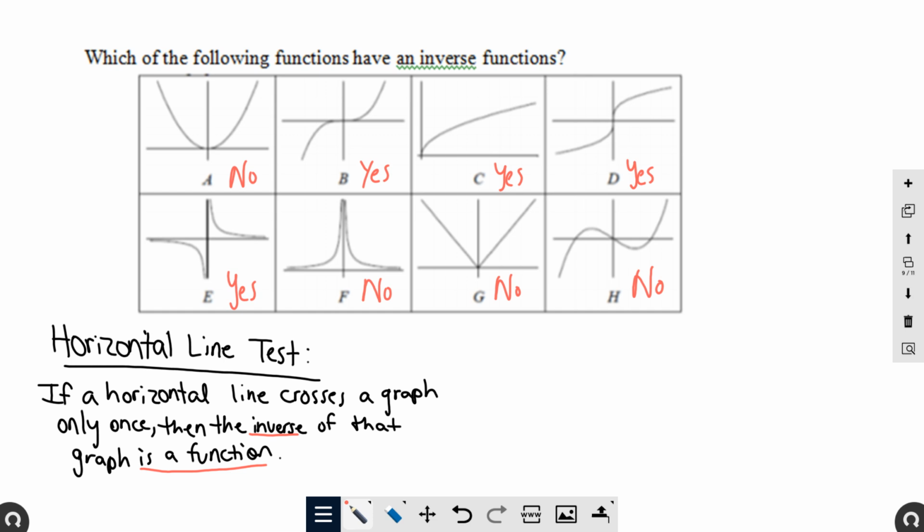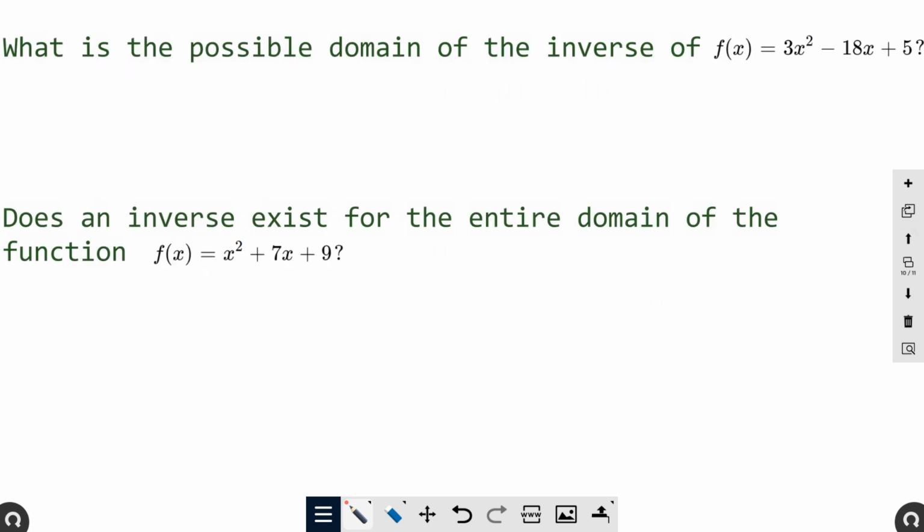It's kind of like doing the vertical. Yeah. All right, last set of problems we got. So flip to that last page. What is the possible domain of the inverse of that function?